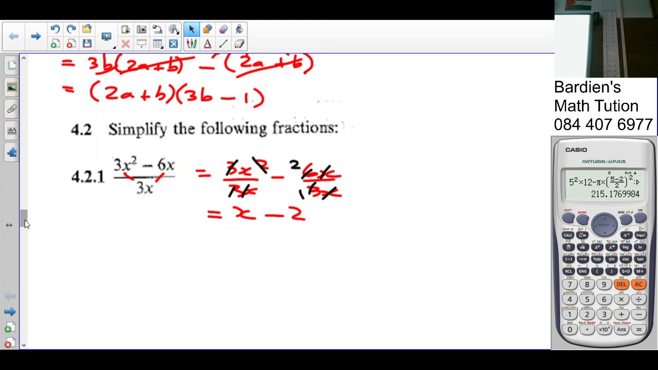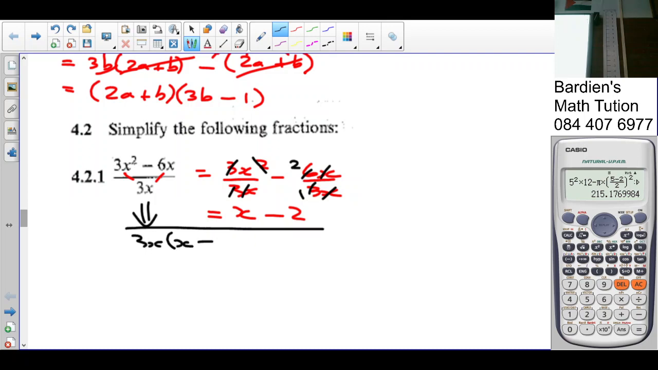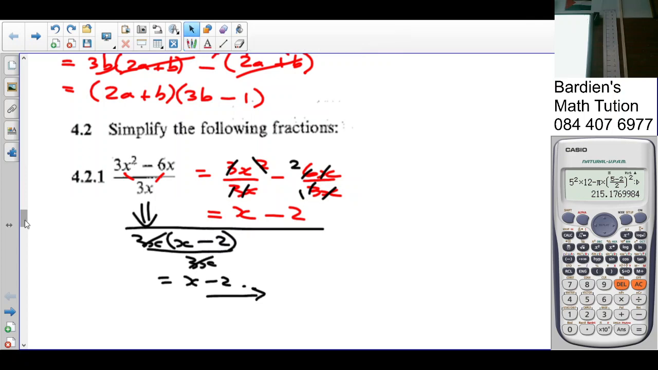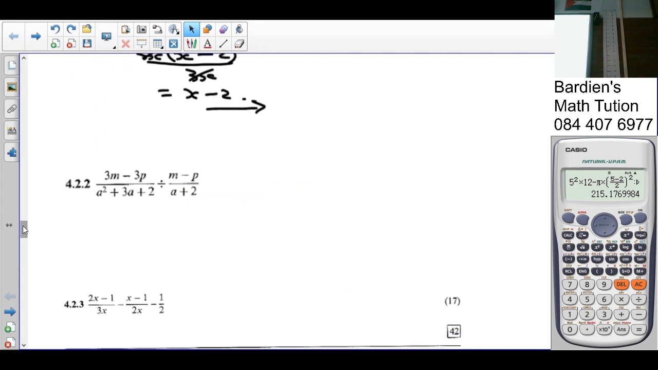Otherwise, I could have taken out the common factor of 3x. I'm then left with x minus 2 over 3x. Where the 3x is cancelled, so x minus 2. Which is the same answer that we had. The next one?